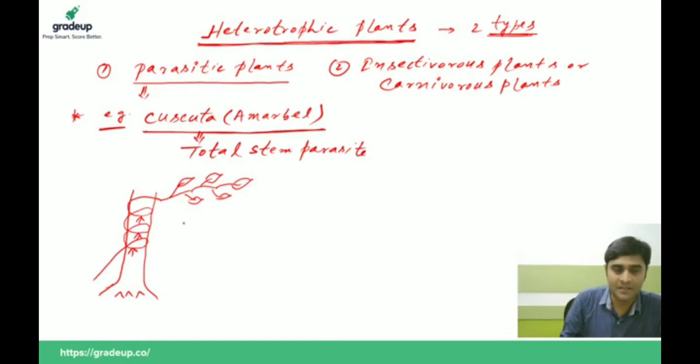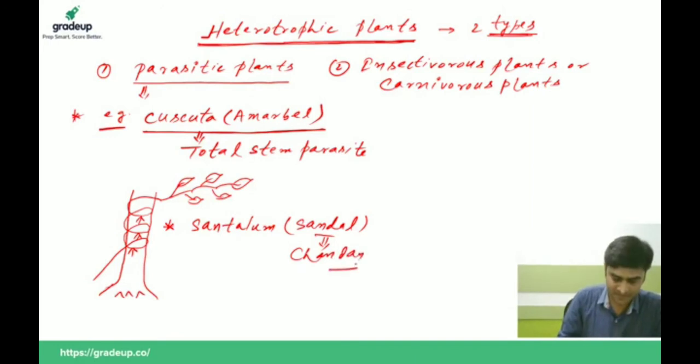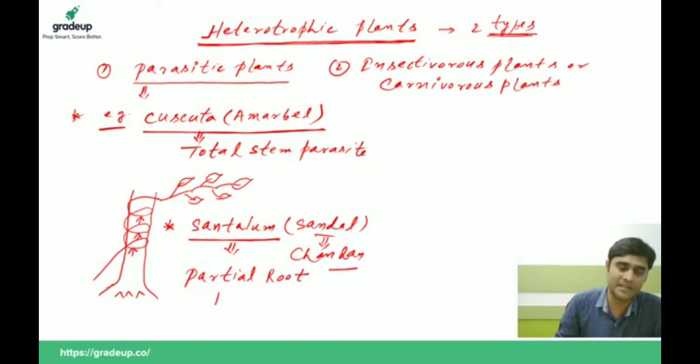Now we have the next parasitic plant, Santalum. Santalum, that is sandal, or in Hindi it is called Chandan. Tell me, Santalum is also a parasitic plant. Is it a stem parasite or root parasite? Santalum, which is also known as sandal or Chandan, is it a stem parasite or root parasite? It is a root parasite. Which type, total or partial? It is a partial root parasite. Absolutely right. It is a partial root parasite.